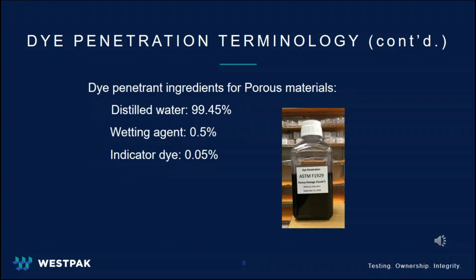The dye penetrant consists of 3 ingredients. For porous materials per ASTM F1929, the first ingredient is distilled water, which makes up 99.45% of the solution. The next ingredient is the wetting agent, which makes up 0.5%, and per the ASTM F1929 standard, Triton X100 wetting agent is to be used. Lastly, the indicator dye, which is a toluidine blue, makes up 0.05% of the solution.